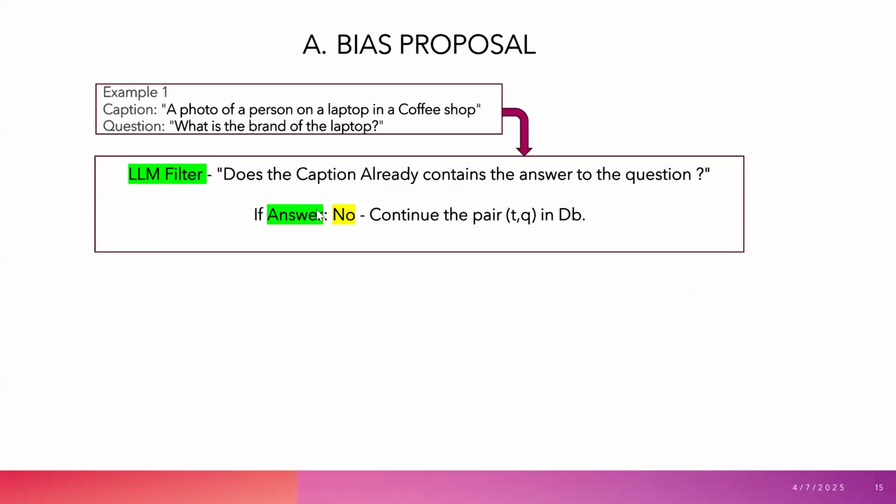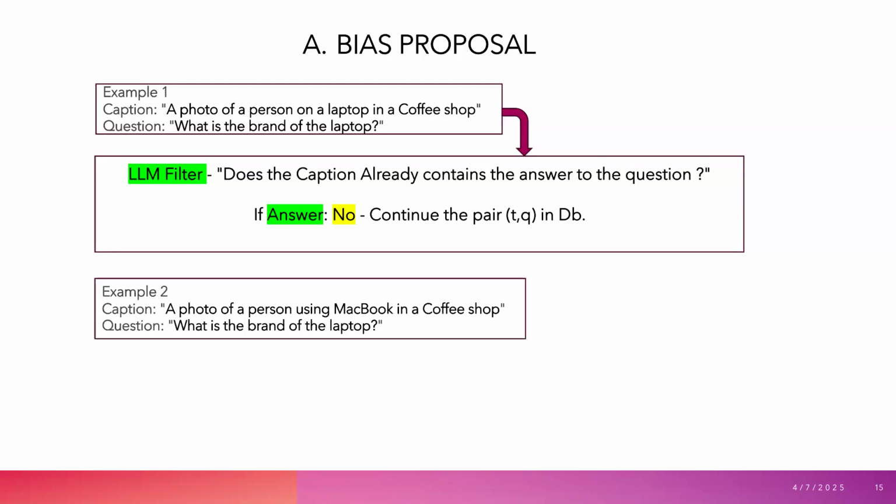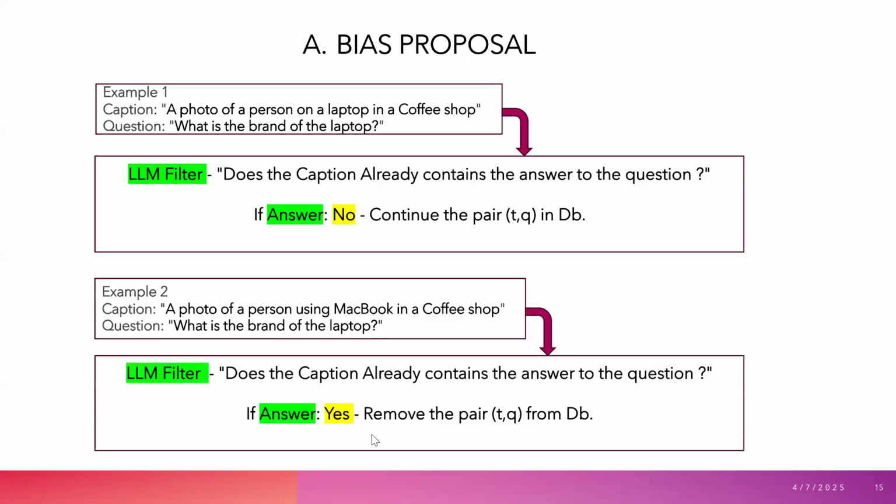So in this case, it will say no, so this pair will continue to be added into the data set. It's nothing but the step of how they are curating the data set. And there's another example. Suppose the caption is like a photo of a person using a map book in a coffee shop. With the same question, this time it will say yes, so it will remove this pair from the data set. It does not want that one, explicitly saying that.